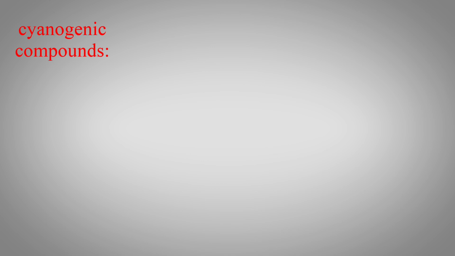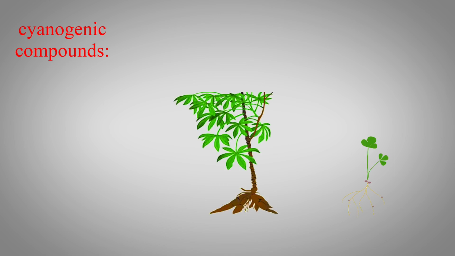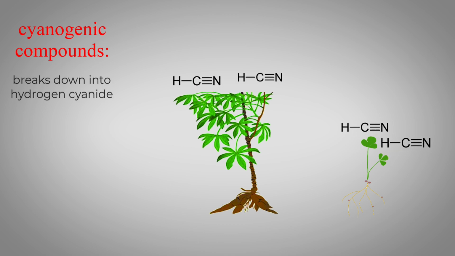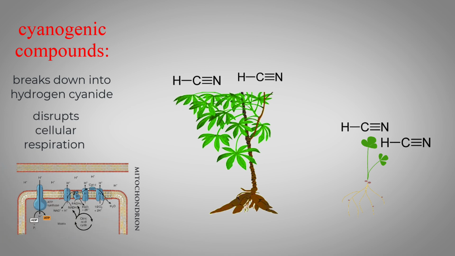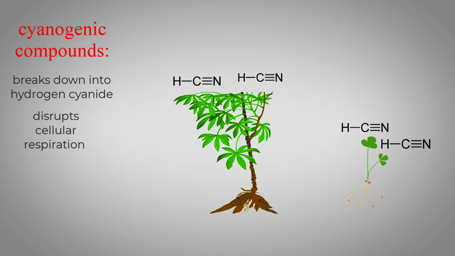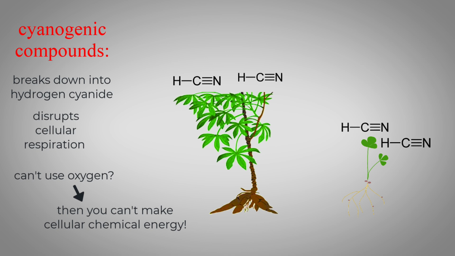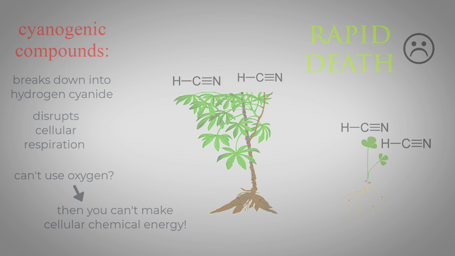Cyanogenic compounds are another example. They're found in plants like cassava and clover. When plant tissue is damaged, these compounds release hydrogen cyanide, which disrupts cellular respiration by blocking the cytochrome system, effectively cutting off the cell's ability to use oxygen. This, of course, results in rapid death for any insect herbivores attempting to feed on these plants.